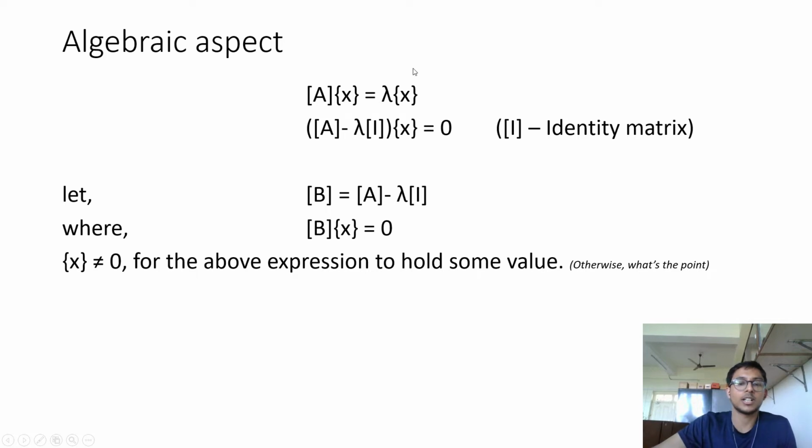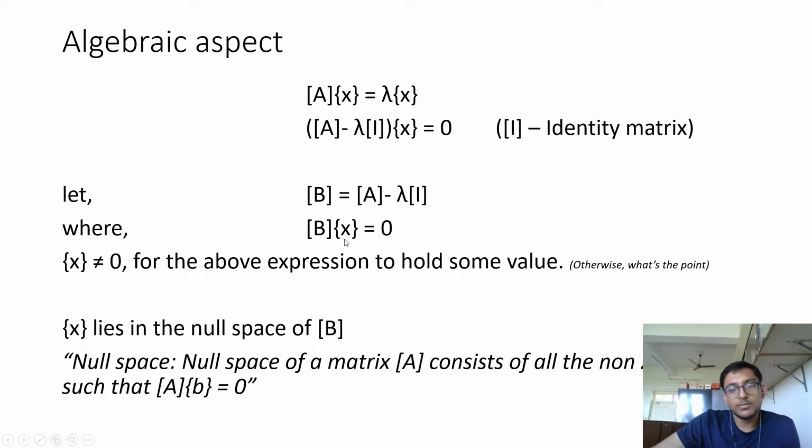Now, coming to the algebraic aspect. We have the same equation Ax equals lambda x. We bring the lambda over to the left hand side, and to subtract a scalar from a matrix, we need to multiply it with the identity matrix. So we have a matrix B equal to A minus lambda I, and then B times x is equal to 0. We want to find the vector x, and x should not be equal to 0, otherwise there is no point to the above equation.